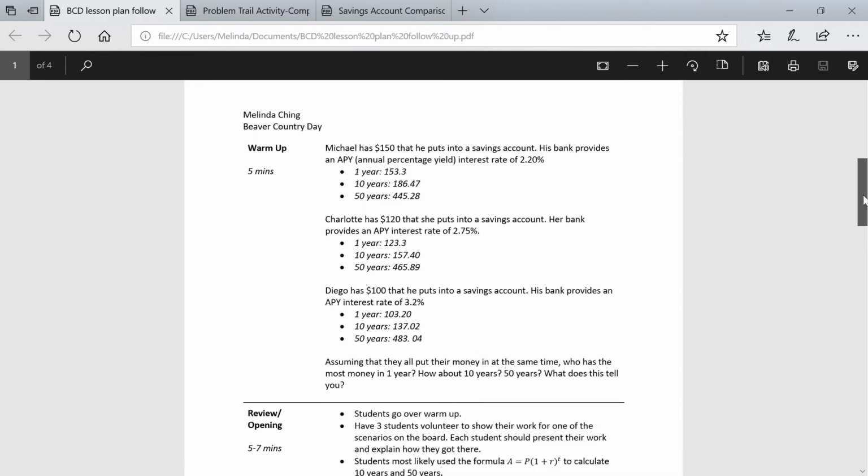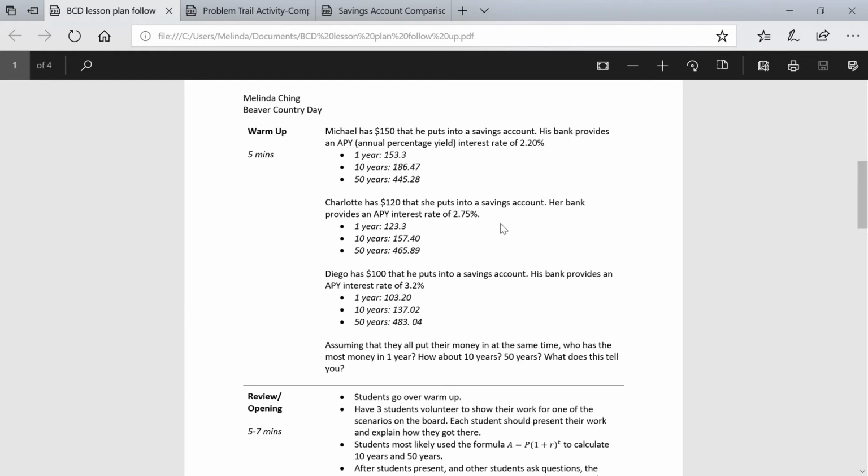The warm-up activity has 3 parts. I noticed that the students don't really work with worksheets, so at the beginning of class, I'll have these problems written on the board in different spots. We have Michael, who has $150 that he puts into a savings account. His bank provides an annual percentage yield of 2.2%. Charlotte has $120 with an interest rate of 2.75, and Diego has $100 with an interest rate of 3.2.